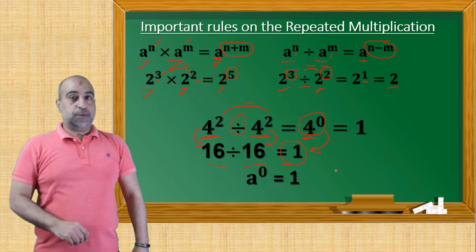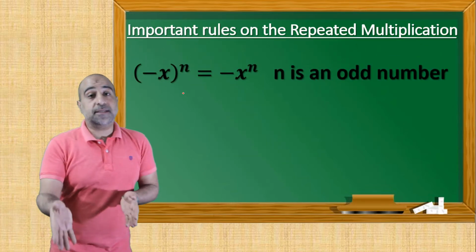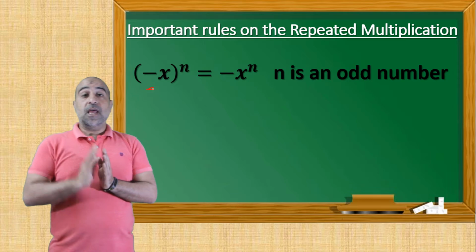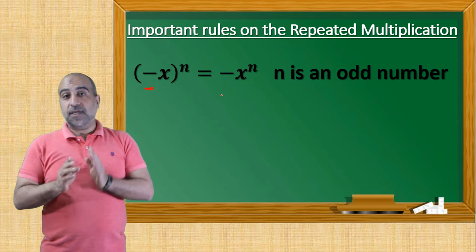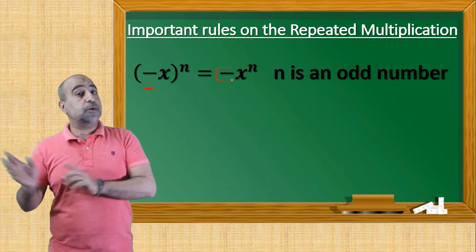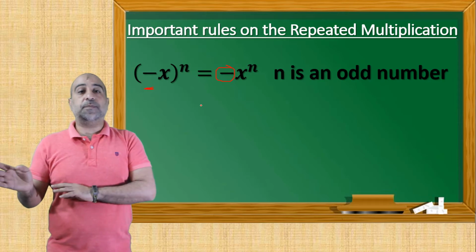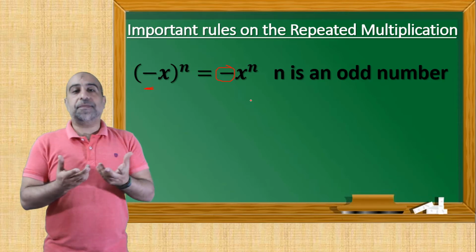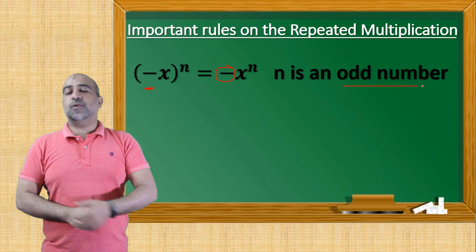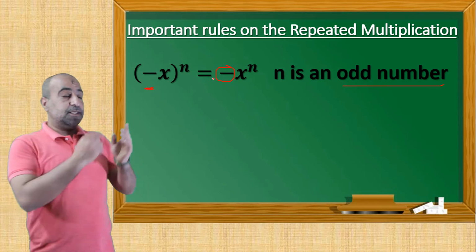Another important rule. What if the bases are negative numbers? If the bases are negative numbers, then the result sometimes will be negative and sometimes positive. When the result will be negative and when the result will be positive, that is the rule.